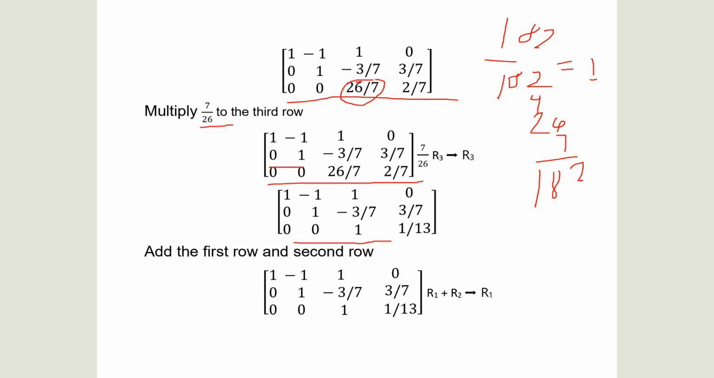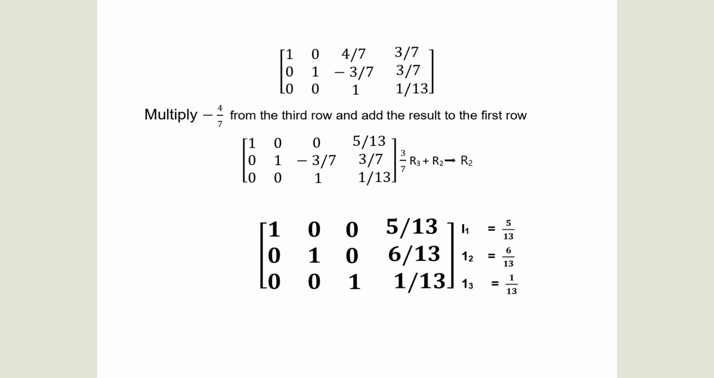Let's add the first row and second row, because we need to proceed to the Gauss-Jordan form. And we need to make this into 0. That's why we need to add the first row and second row. So row 1 plus row 2 to produce new row 1. And if we apply this elementary row operation, as a result, this is our new row 1: 1, 0, 4/7, 3/7.